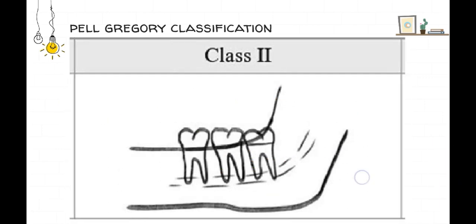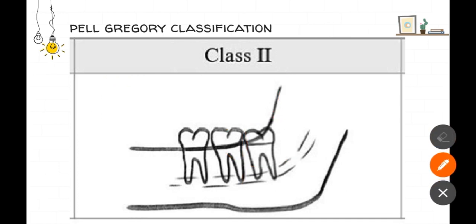Next, class 2. You can see from this picture that the space available between the distal surface of the mandibular second molar and the anterior ramus is insufficient. That means the mesiodistal width of the third molar is greater than the space available between the anterior border of the ramus and the distal surface of the second molar. And in the difficulty index, its value is 2.